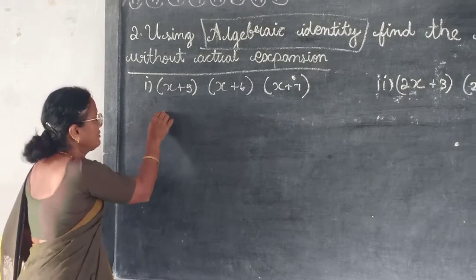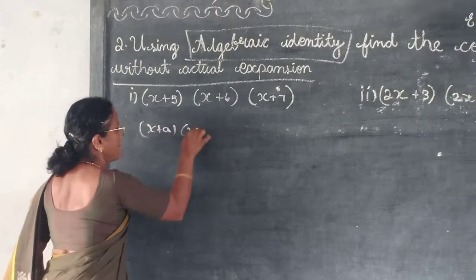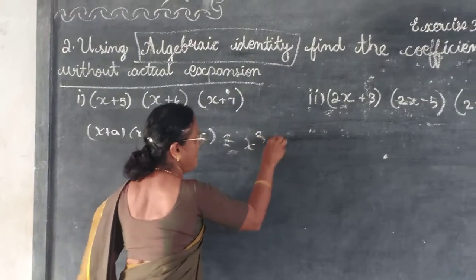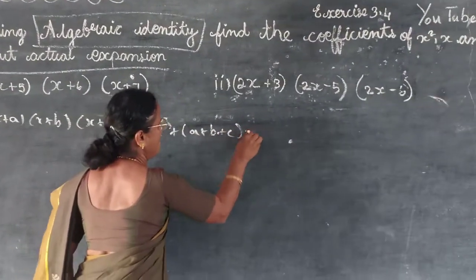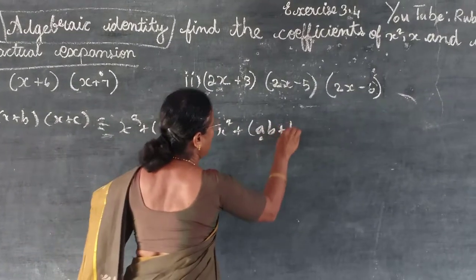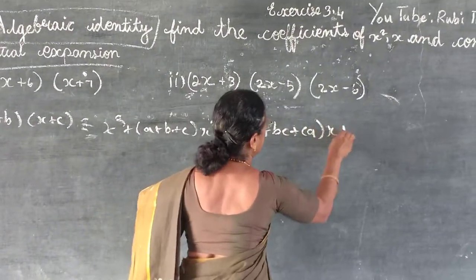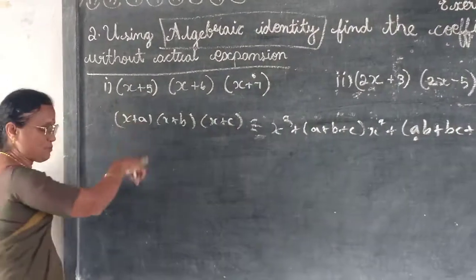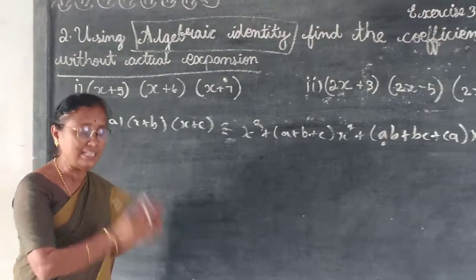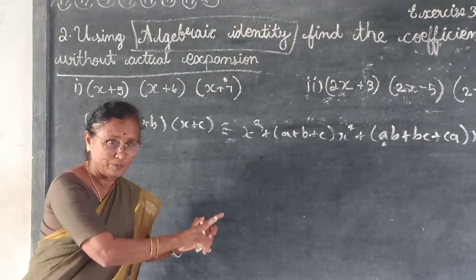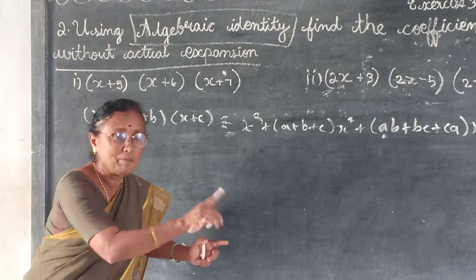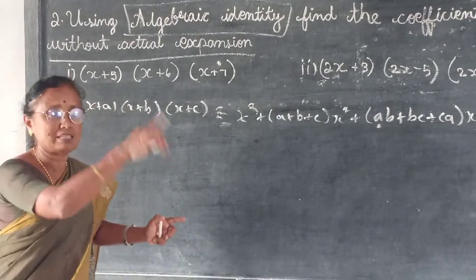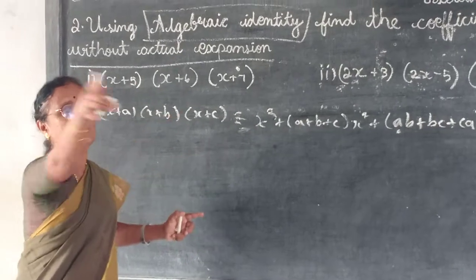(x + a)(x + b)(x + c) is identically equal to x cube plus (a + b + c) into x square plus (ab + bc + ca) into x plus abc. Very good.